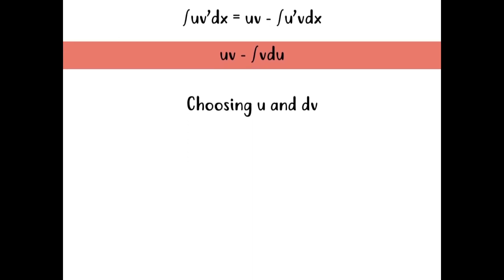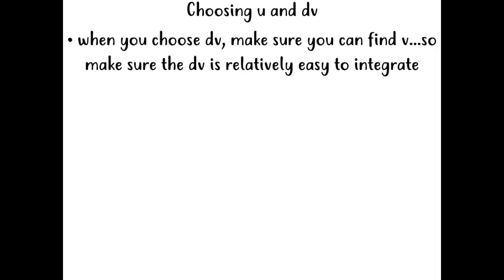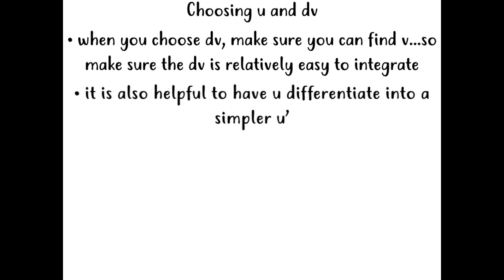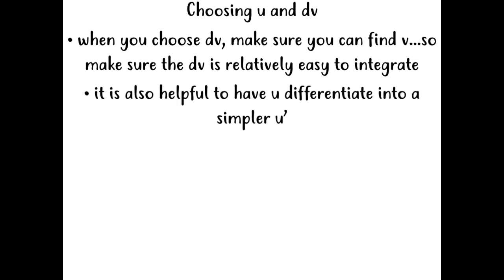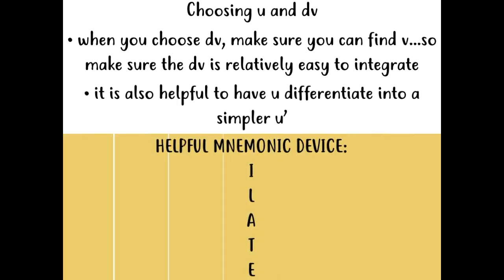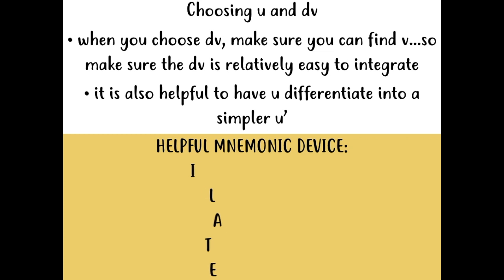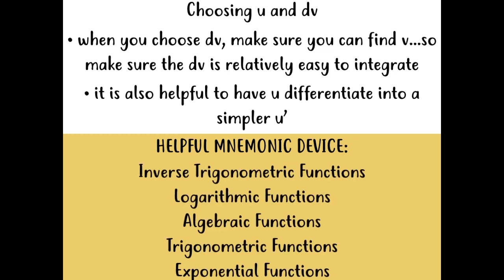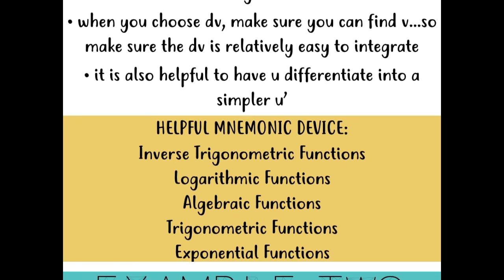Here are some tips for choosing u and dv. When you choose dv, make sure you can find v, so make sure dv is relatively easy to integrate. It is also helpful to have u differentiate into something simpler. So here's a helpful mnemonic device we can use to help find u. As you can see, ILATE prioritizes more complex functions. Now that we know these things, let's look at an example.